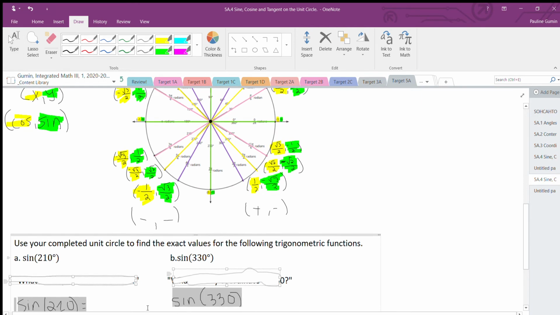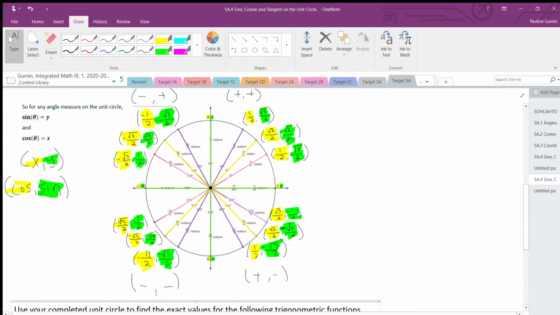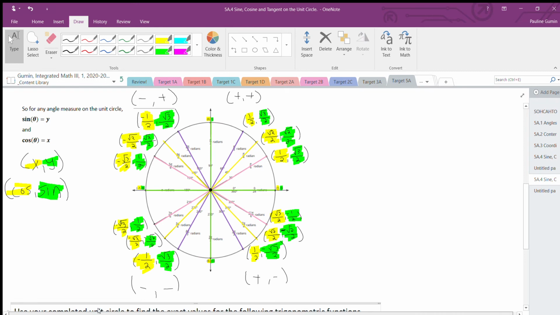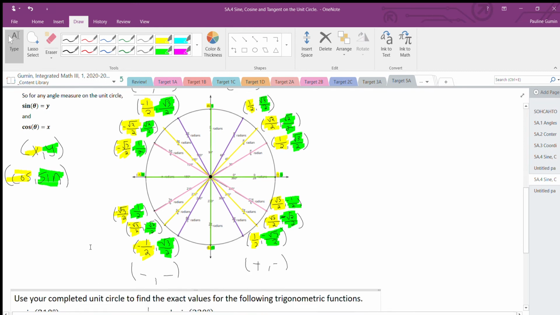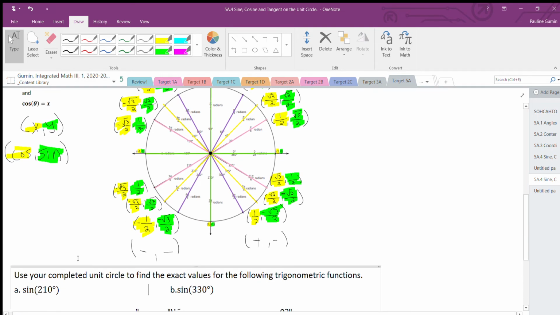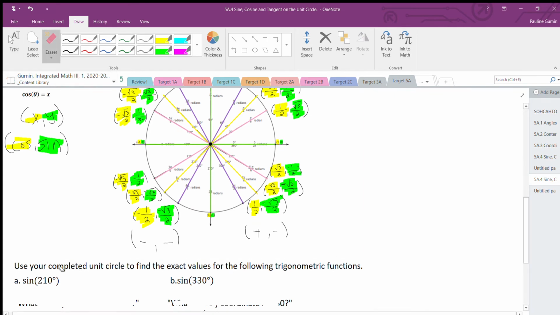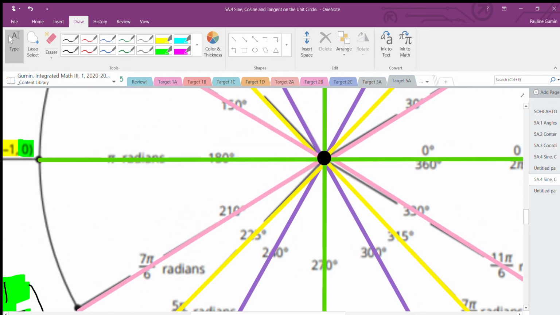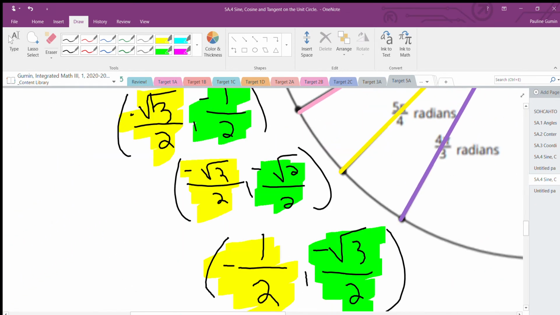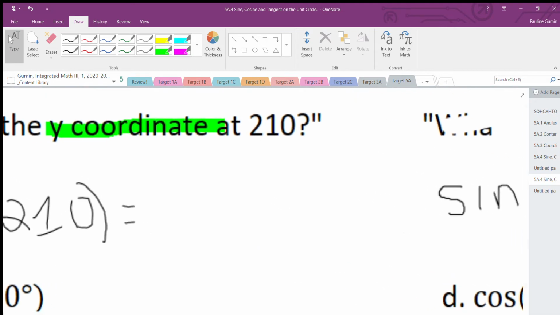Okay, so we're going to use the unit circle that's beautifully filled in and highlighted now to answer the following questions. First, let's take a look at sine of 210. What that problem is actually trying to say is, what is the y-coordinate at 210? All right, well, the y-coordinates we have are green. So let's check it out. Let's find 210. There it is. Let's find its y-coordinate, -1/2. So sine of 210 is -1/2.